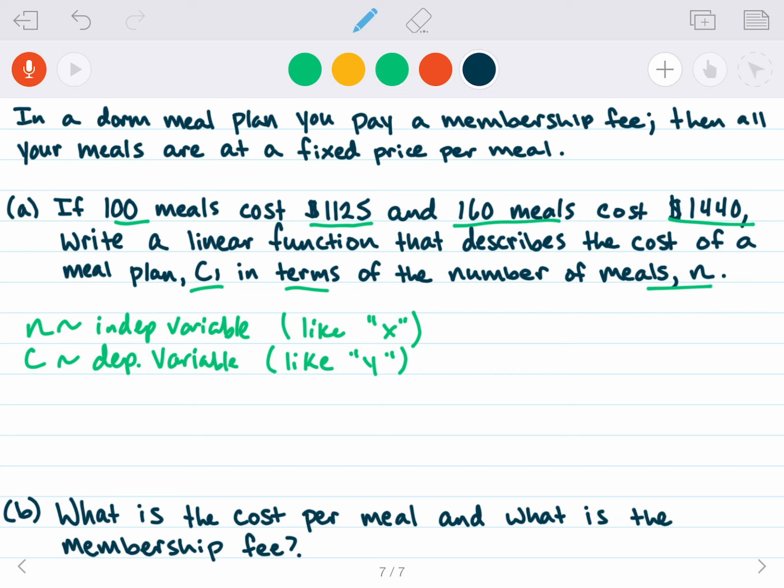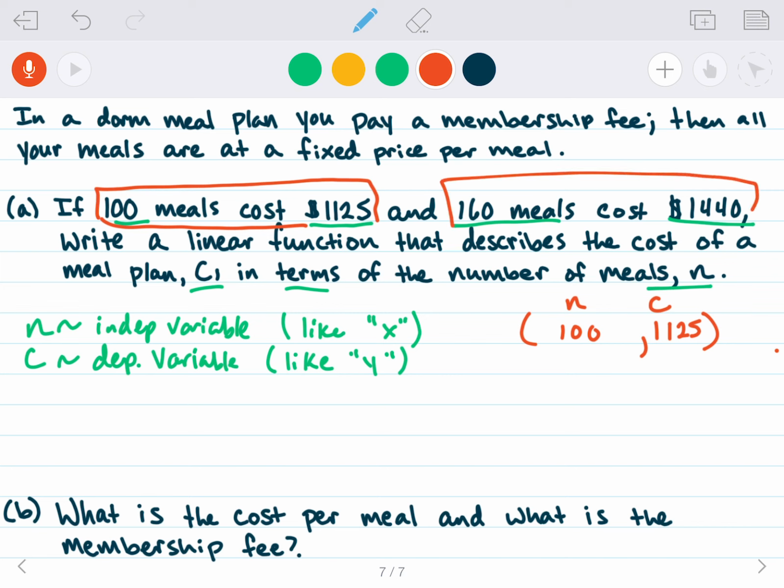Now, first of all, the first ordered pair that we have is this one right here. So what is going in our first slot and what's going in our second slot in the ordered pair? Well, remember, n is acting like x, which is our meals, and c is acting like y, which is the cost. So in the first slot is going to be 100, right? Because that's how many meals we're buying. And in the second slot is our y value, which is 1,125. So that's one ordered pair. And the second ordered pair is over here. So here n is 160 and the cost is $1,440. Okay, and n is acting like our x, c is acting like our y.